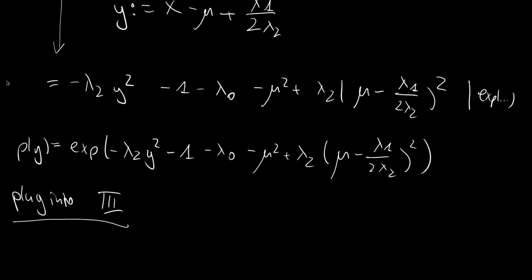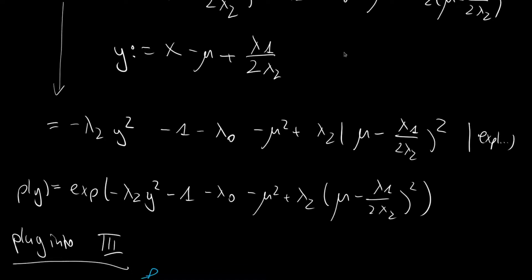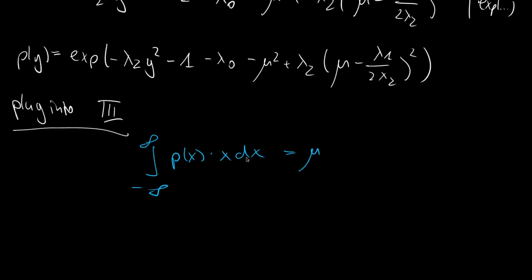And recall this was given as the integration from minus infinity to plus infinity over p of x times x. The x is mu. But now we have a distribution over y instead of x, so we also have to shift the integral. And for this, we will rearrange y for x, and we can do this as follows and get x is nothing else than y plus mu minus lambda 1 over 2 lambda 2. And then we can just plug it in. And since it's just a shift, this does not change the differential, so we don't have any distortion here. And also the limits do not change because minus infinity to plus infinity this kind of keeps.